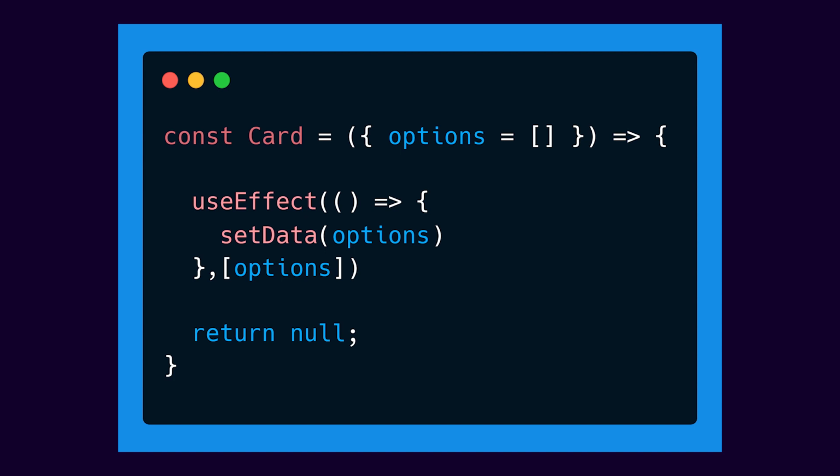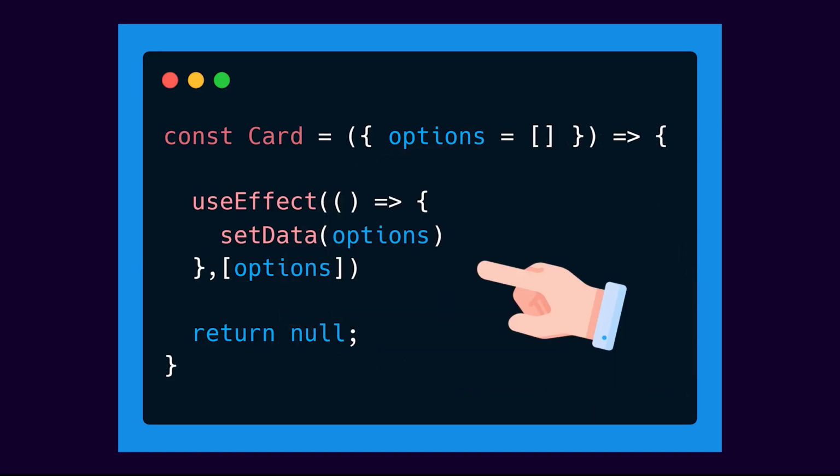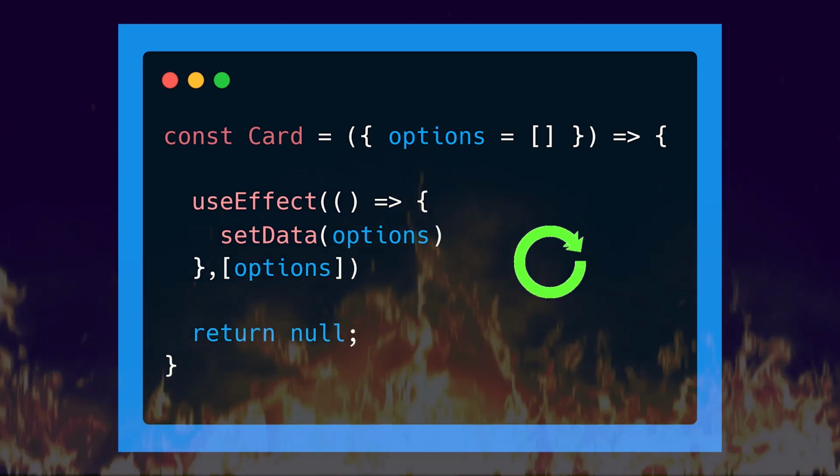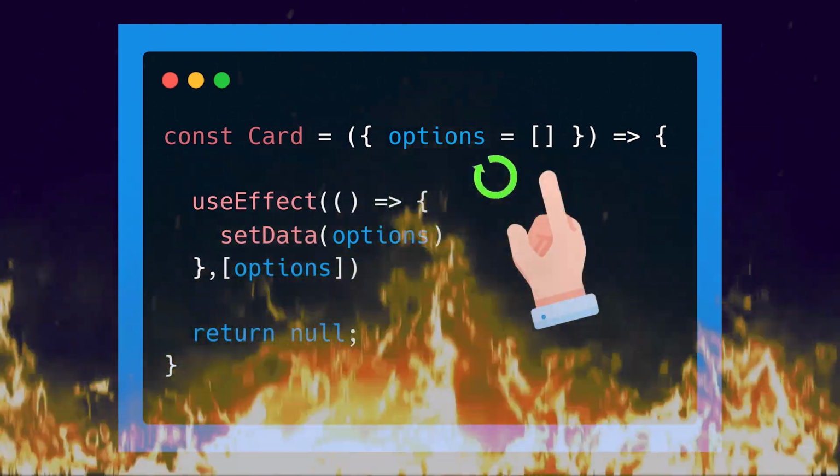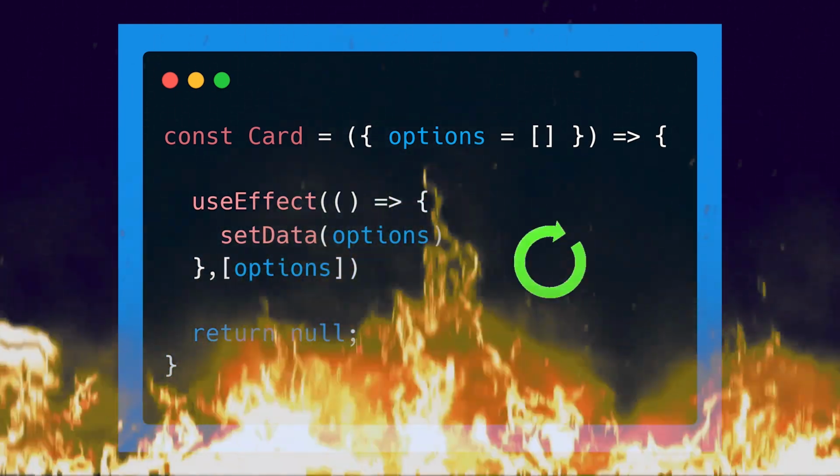This component would infinitely re-render as well. You know why? Because of this default prop. On initial render, useEffect would update the state, which would re-render the component, which would change the reference of this default prop, which would re-render the component, and so on.